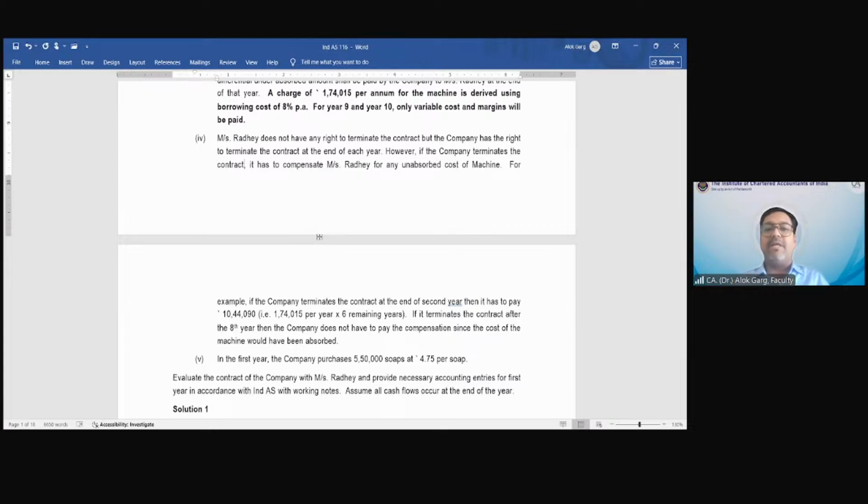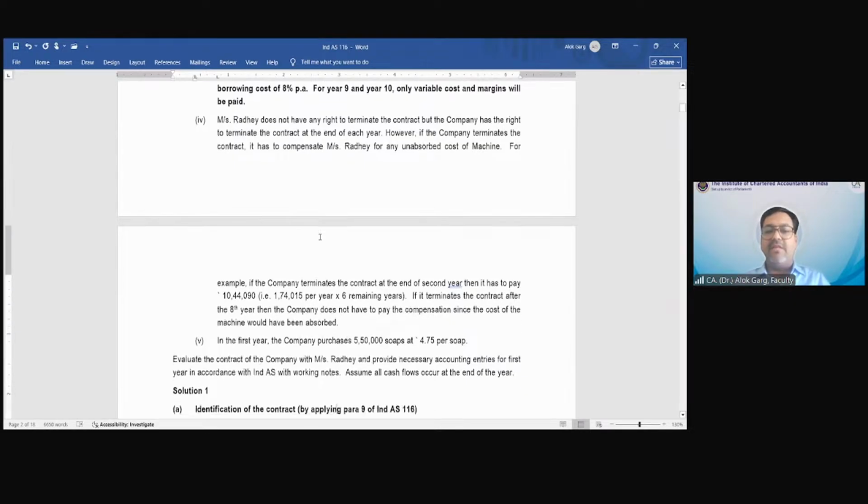However, if the company terminates the contract, it has to compensate Mr. Radhe for any unabsorbed cost of the machine. For example, if the company terminates the contract at the end of the second year, then it has to pay 10,44,090. And how it comes? So 1,74,015 multiplied by 6 years. Okay. मतलब 8 साल तो पक्के नॉन कैंसिलेबल है. If it terminates the contract after 8th year, then the company does not have to pay the compensation since the cost of the machine would have been absorbed.